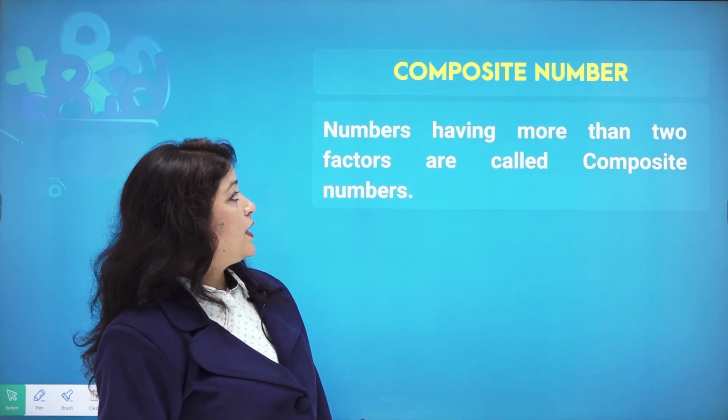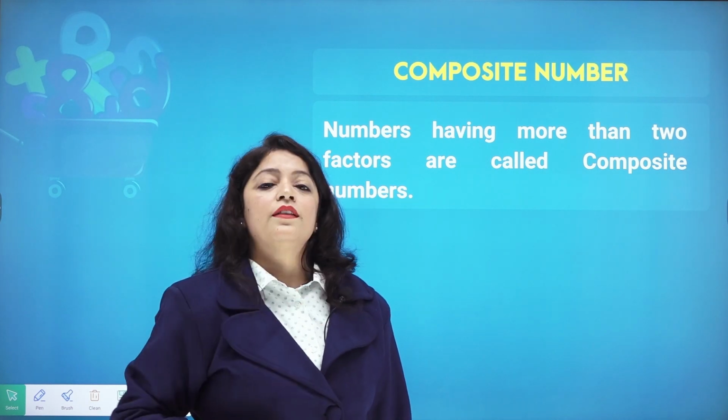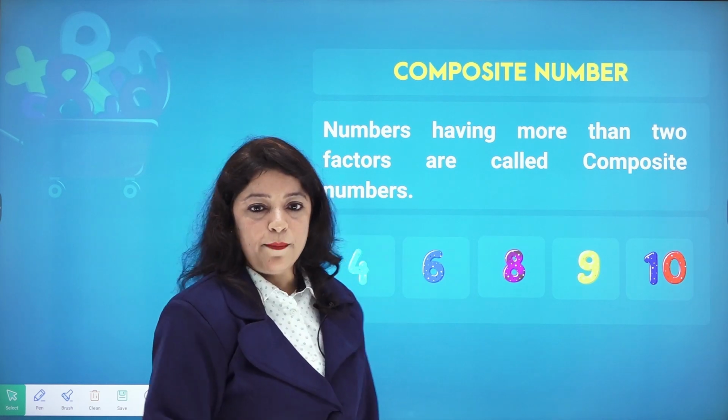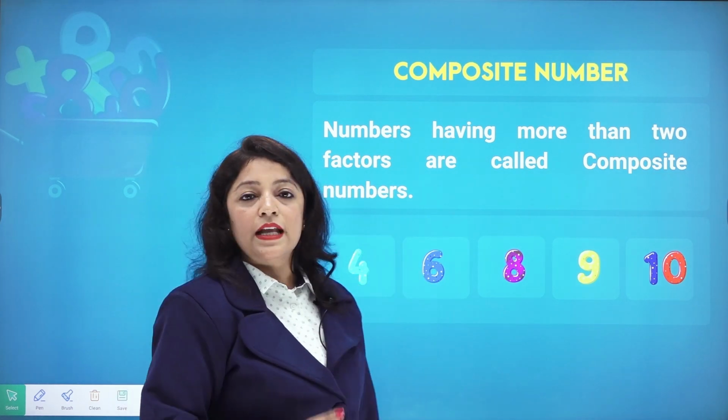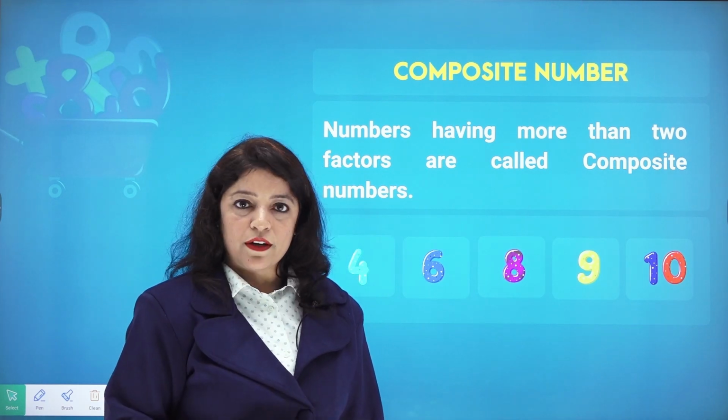Similarly, the numbers which are not prime are called composite numbers. Composite numbers are the numbers having more than 2 factors, not even 2. The numbers which have more than 2 factors are called composite numbers. For example, 4, 6, 8, 9, 10 and so on. These are the numbers which have more than 2 factors.